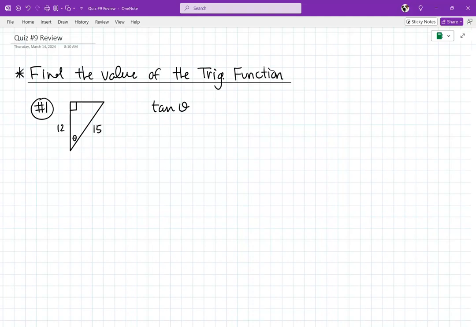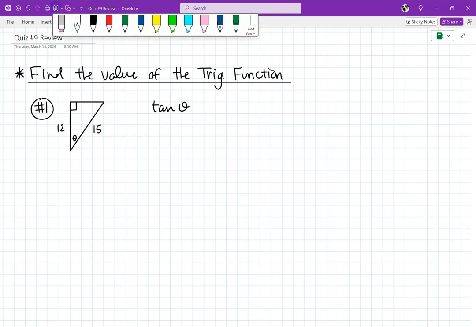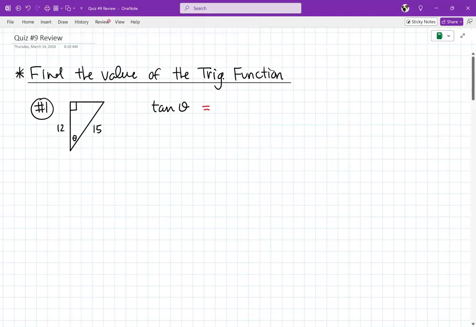I think we have 6 examples or 7. They don't take too long, thankfully. But we have find the value of the trig function. Okay, tangent of theta. What is the value of tangent of theta? So remember, for tangent, we need opposite over hypotenuse, right? Oh, sorry, opposite over adjacent.